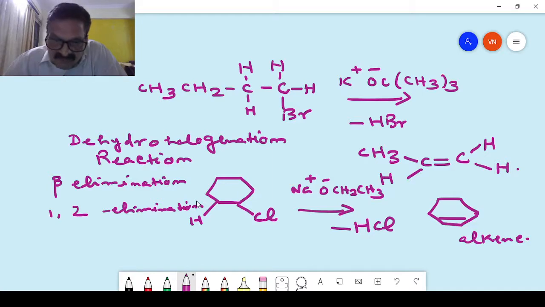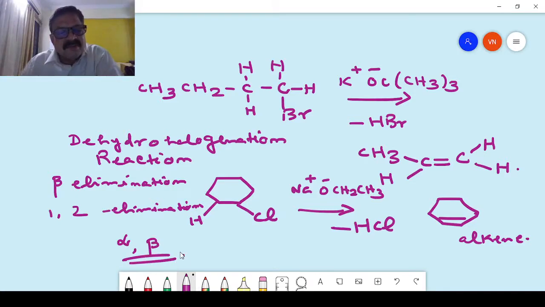Now the alpha carbon and beta carbon. The alpha carbon is the carbon to which the leaving group is bonded, and the beta carbon is the adjacent carbon. We don't usually say alpha-beta elimination, we say only beta elimination, or 1,2 elimination. Dehydrohalogenation is an example of beta elimination. Usually 4 bonds are involved here: either 4 bonds are broken, or 4 bonds are formed. That is the beta elimination reaction.